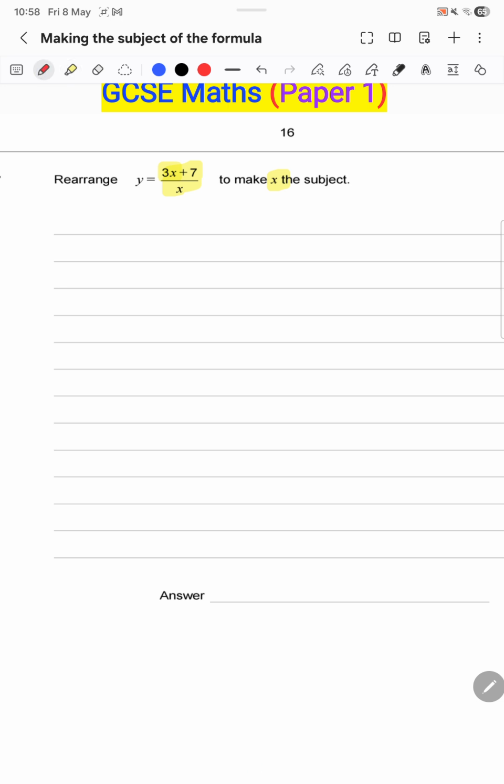So you can see at this stage y is the subject because y is the only value on one side. We need to make x the subject, so we should have only x on one side, and we need to move all the other terms to the other side. So if you times by x on both sides, if you have y equals 3x plus 7 over x, times by x on both sides, then x and x cancel out from this side and you're left with xy equals 3x plus 7.